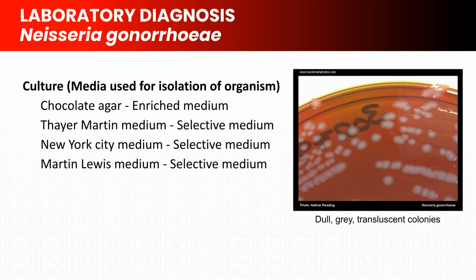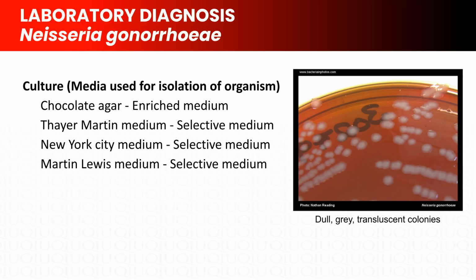Therefore, it's useful when we have specimens from normally sterile sites, like joint fluid, where contaminating flora isn't a concern, but it's not ideal for specimens from sites with normal flora. To isolate gonococci from specimens containing normal flora, like genital swabs, we use selective media that contain antibiotics to inhibit other bacteria while allowing gonococci to grow.